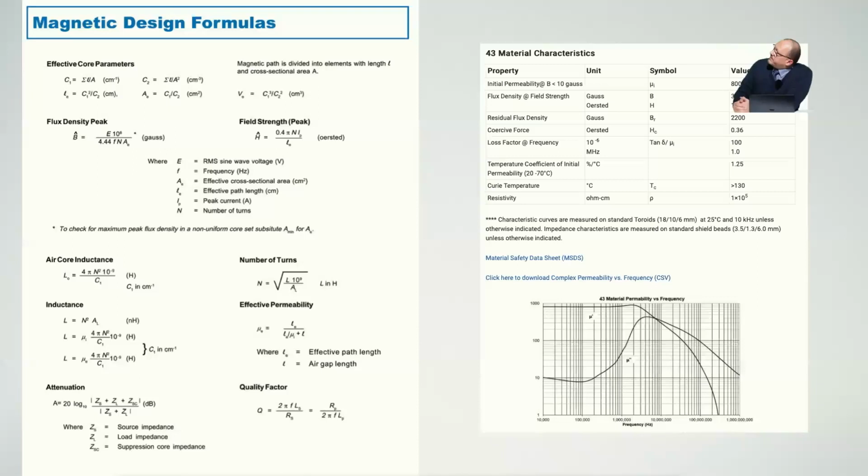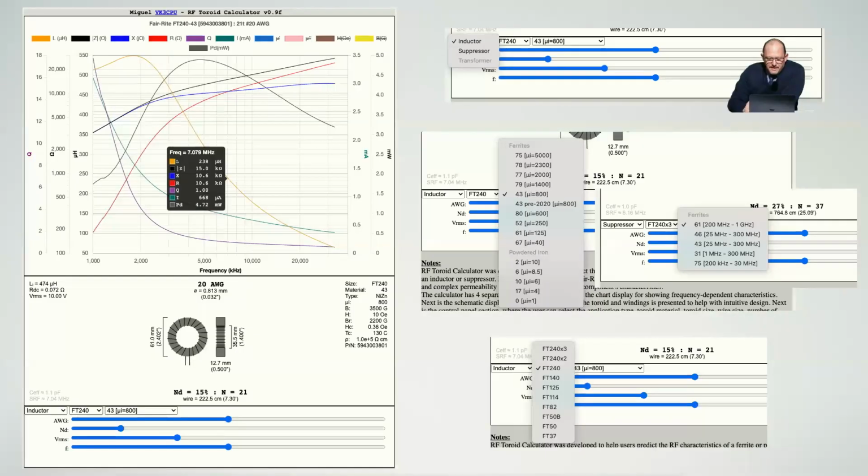Again, these are the magnetic design formulas provided by the manufacturer. On the right, Fair-Rite provided an Excel sheet of their complex permeability. So I didn't have to look at these and estimate the dots. I actually downloaded the CSV for each one of these materials and then loaded it into my calculator, and it would interpolate. So they gave very comprehensive measurements, and it very accurately uses the complex permeability. And then this is what it looks like.